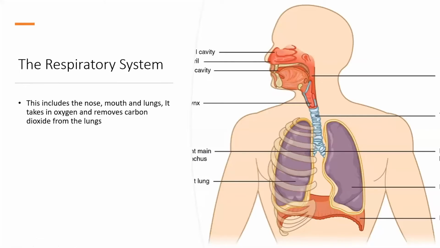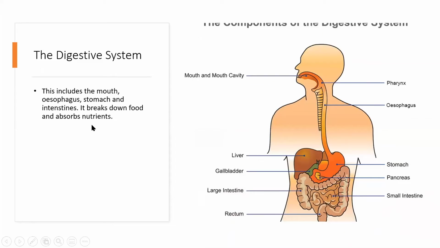The respiratory system, so you've got the nose, mouth, and lungs, kind of the smallest system in a way. It takes in oxygen and removes carbon dioxide from the lungs. So lungs are the main part of that, aren't they? Respiratory.